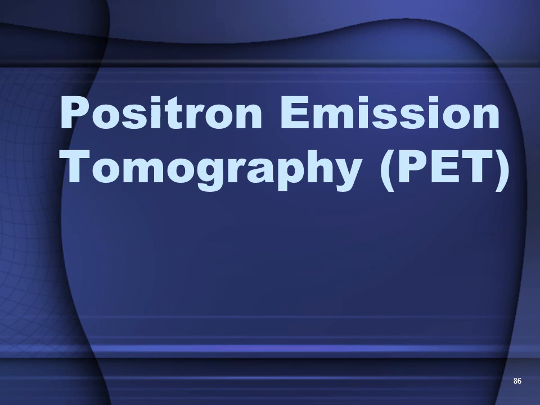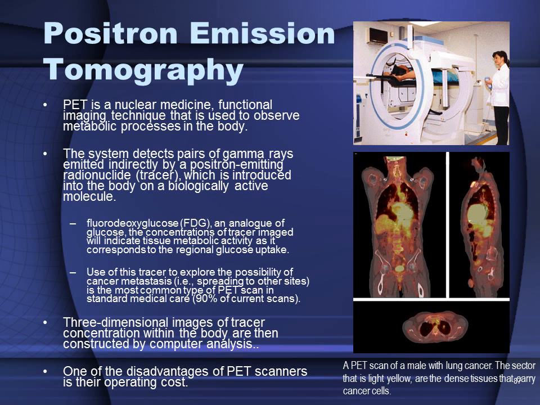Positron emission tomography is also known as PET scan. PET is a nuclear medicine technique, actually a functional imaging technique that is used to observe metabolic processes within the body. The system detects pairs of gamma rays emitted indirectly by a positron-emitting radionuclide known as a tracer, and this tracer is introduced into the body on a biologically active molecule.